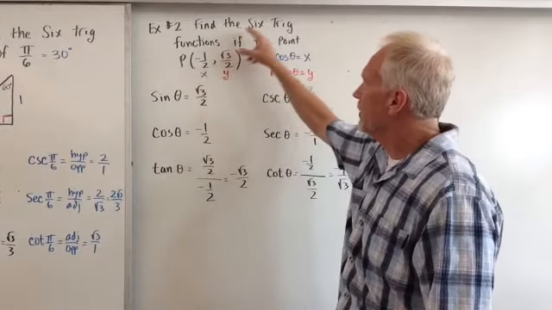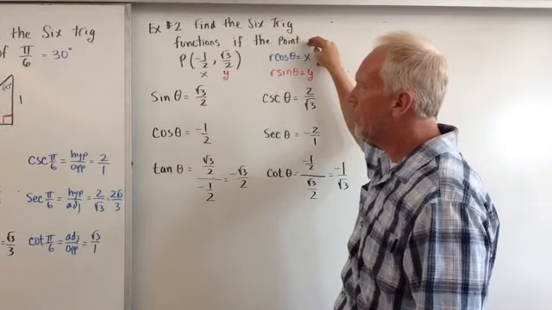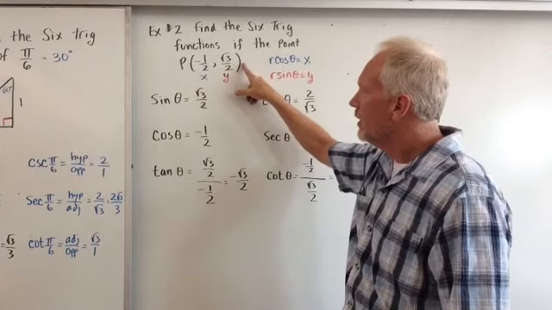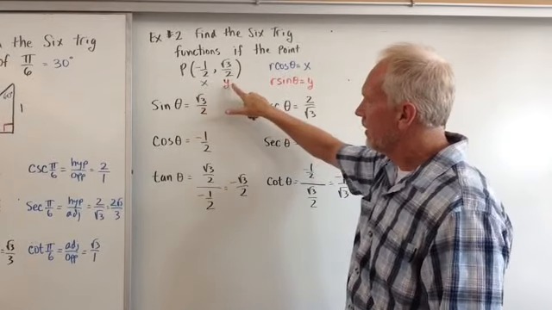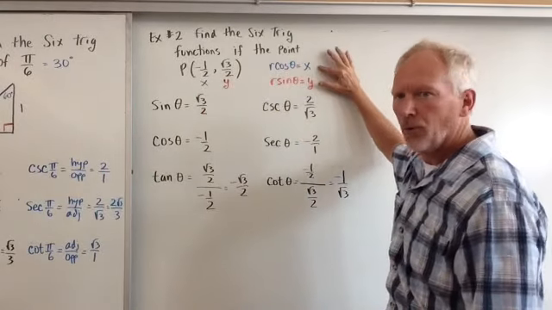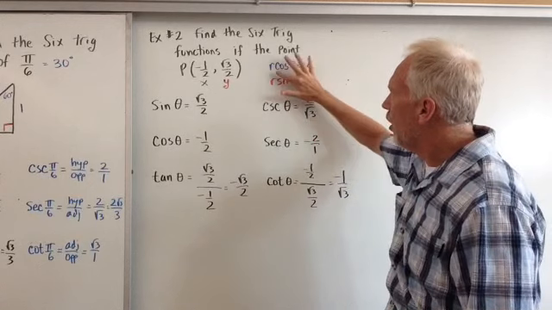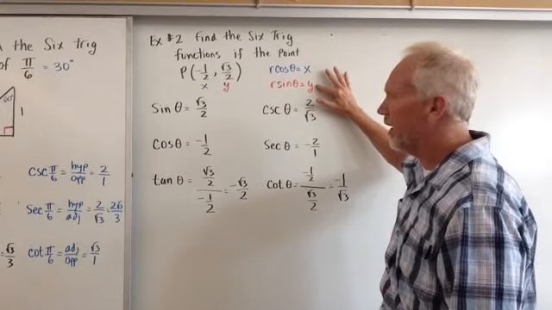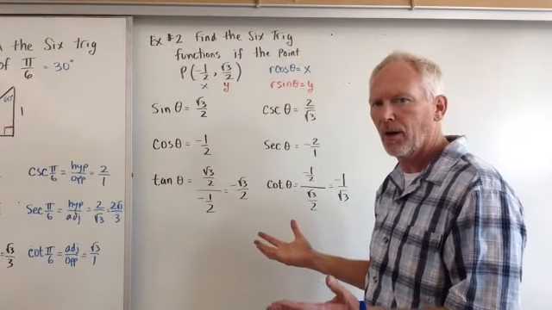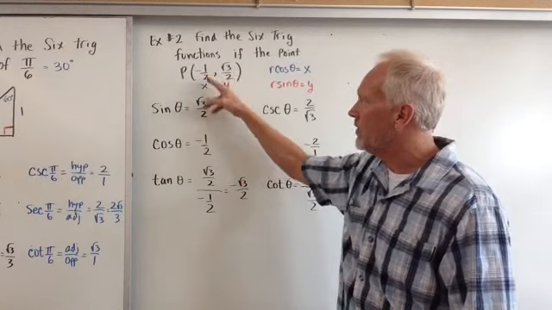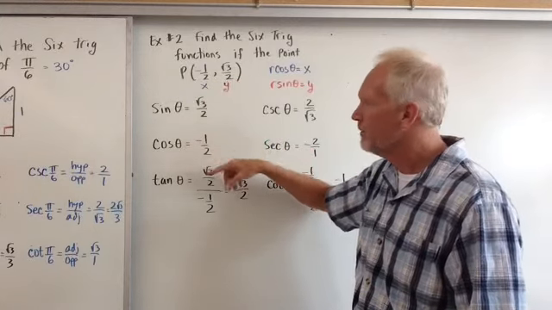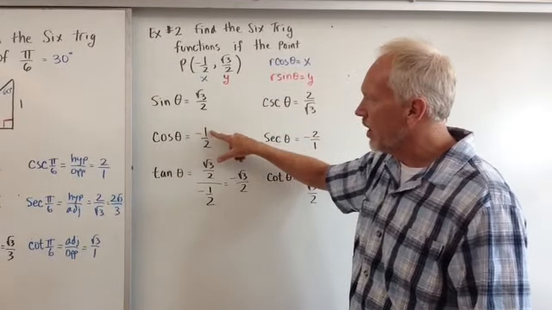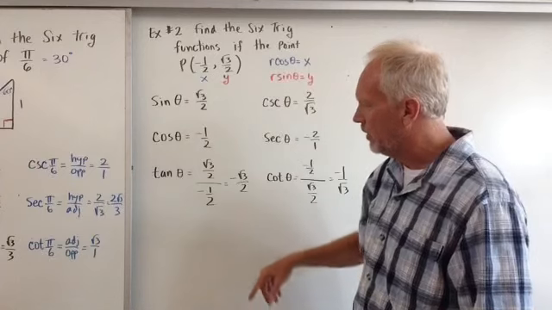Example number 2 is this: find the 6 trig functions if there's a point given, and that point is negative 1/2 and root 3 over 2. So remember, this is the x and this is the y component. And if you recall from our notes before, r times the cosine of theta is the x value. R times the sine of theta is the y. Now we're not given a theta value here, so we're just basing everything off these x and y points. Sine of theta is root 3 over 2, just the y component. Cosine is negative 1/2, just the x component.